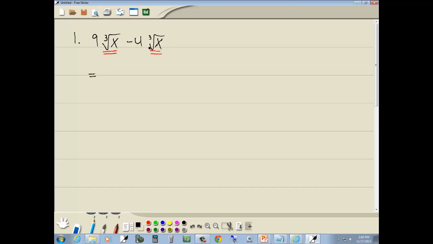Since these are both the cube root of x, they both have the same index and the radicals are exactly the same, so 9 minus 4 will give us 5 cube root of x. And that's our answer. Again, you just add or subtract the numbers that are out in front.